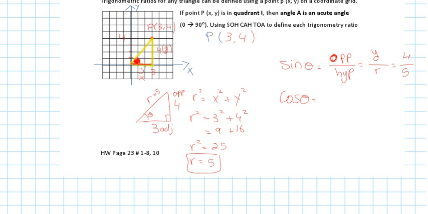Is cosine positive or negative? Is cosine negative in the first quadrant? No, in acute angles it's positive. It's going to be positive, right? How about tan? Y over X, opposite over adjacent, and that's going to be 4 over 3. So you notice that my sine, cosine, and tan all turn out to be positive.